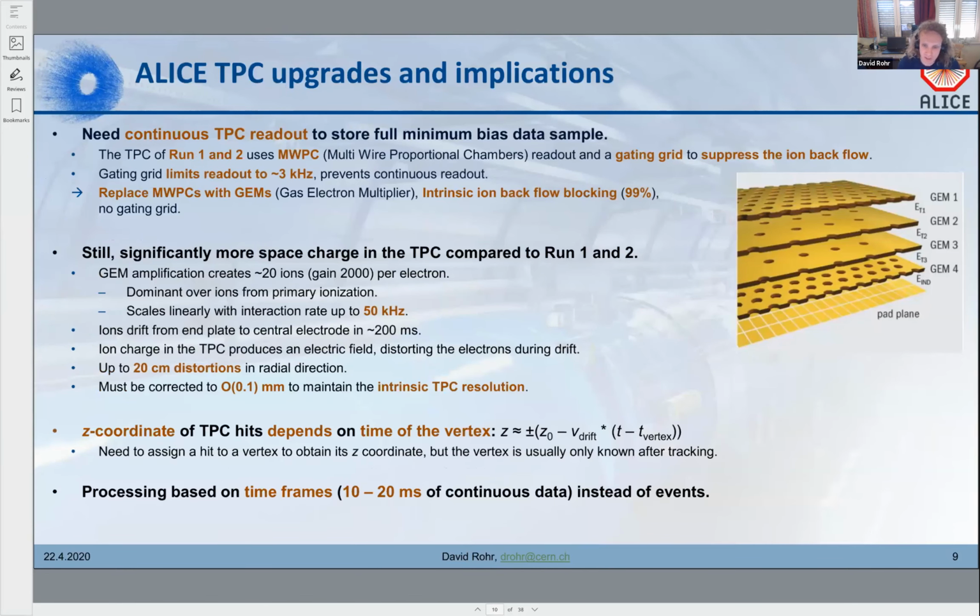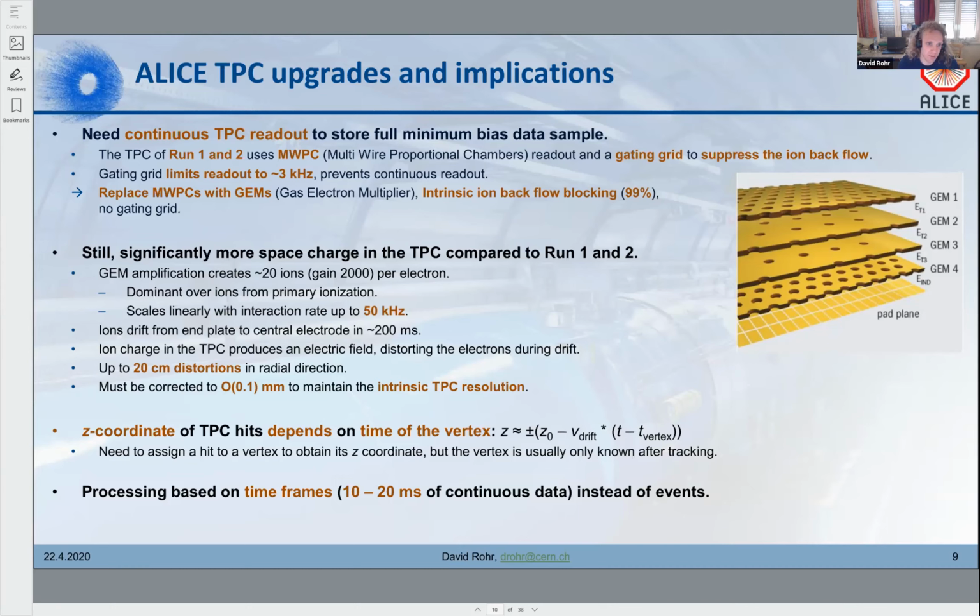Coming quickly to the changes from the detector. It's not only the LHC that is upgrading the interaction rate for Run 3, but also ALICE is undergoing major changes, and particularly the TPC. What is changing here is the TPC readout. Beforehand, we had multi-wire proportional chambers and the gating grid to suppress the ion backflow. The problem is that the gating grid can operate at some kilohertz, but this essentially limited the readout rate just from the grid without any other delays to 3 kilohertz, which is not suited to take the 50 kilohertz of data we want to do in Run 3.